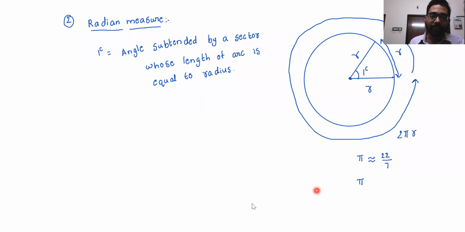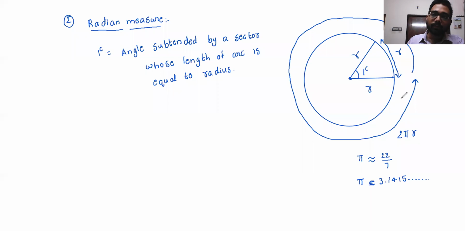Pi is an irrational number, so we cannot completely write the value of pi because the digits keep on coming. That is the nature of an irrational number. It is 3.1415 and so on. It never ends and there is no repetition. It keeps coming, keeps coming. So pi is 3.1415.